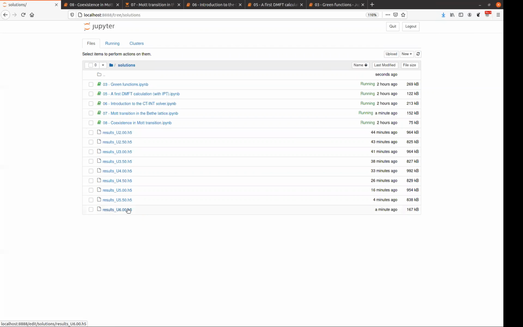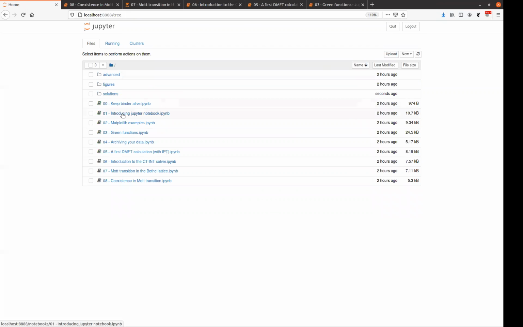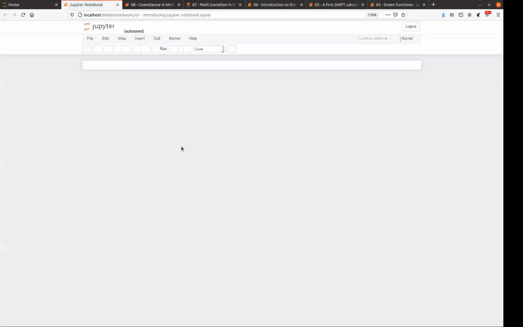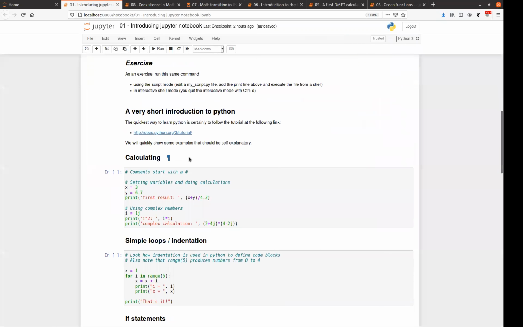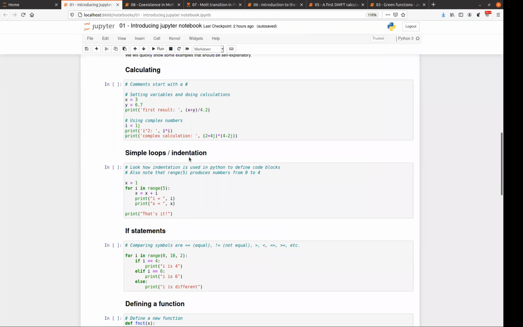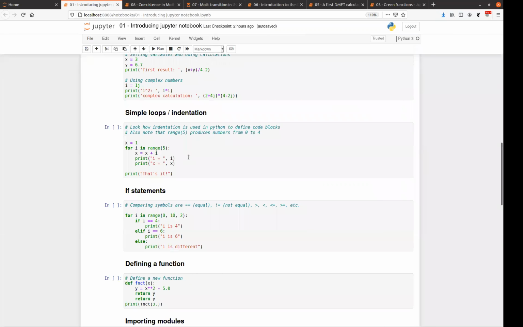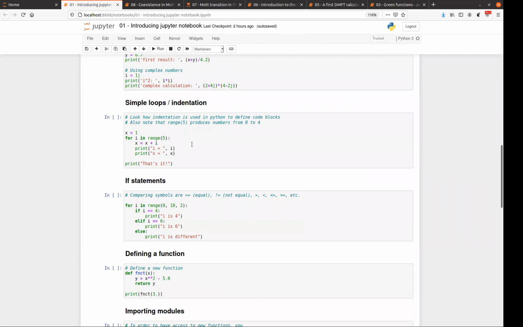I opened the Introducing Jupyter Notebook, lesson 1, and there is an example of a simple loop. When I run this loop, it gives me i equal to something, x equal to something. How can I print them in the same line?